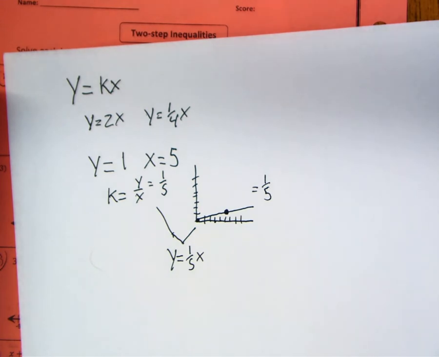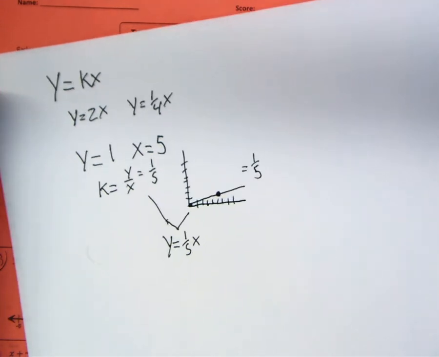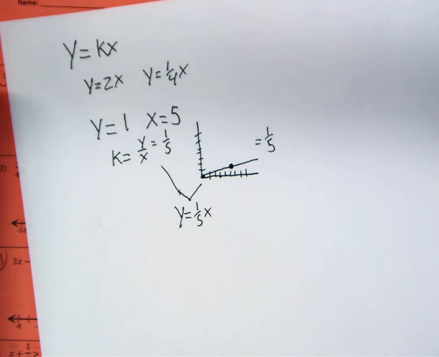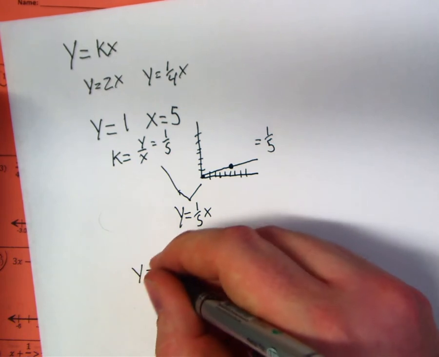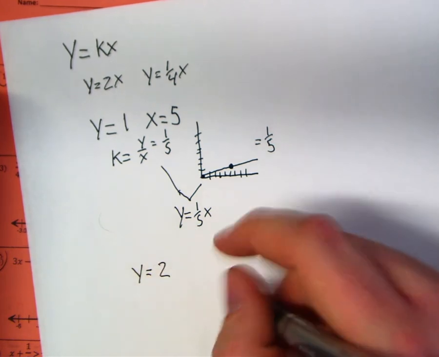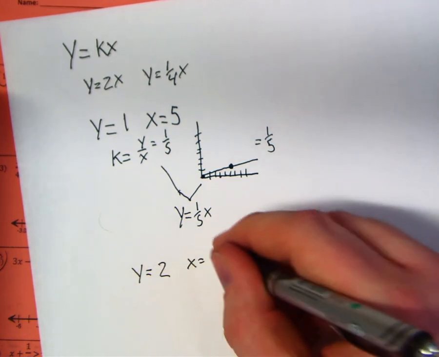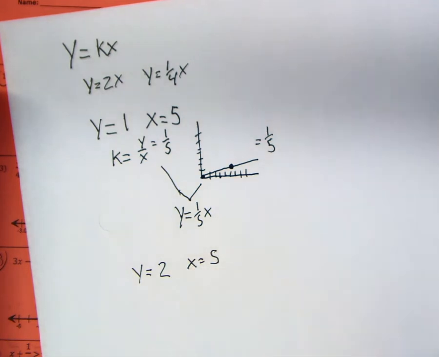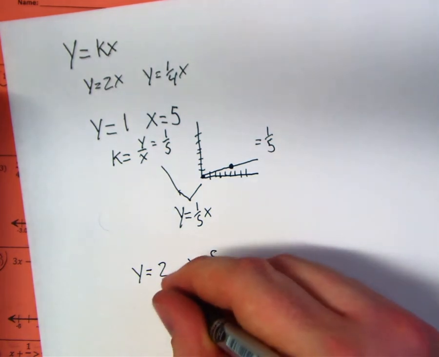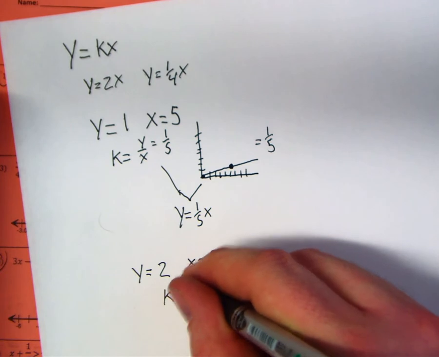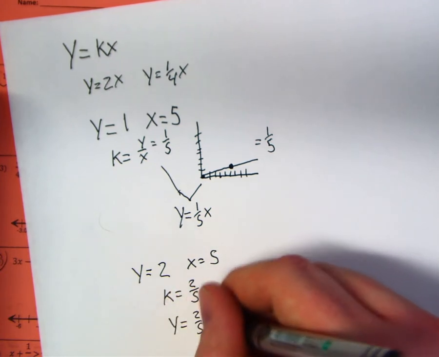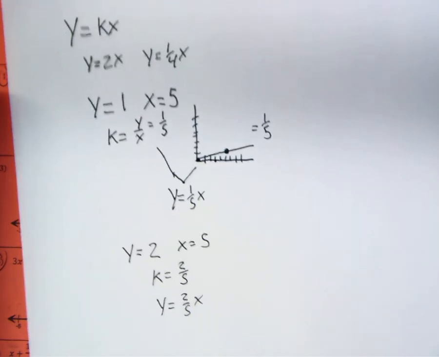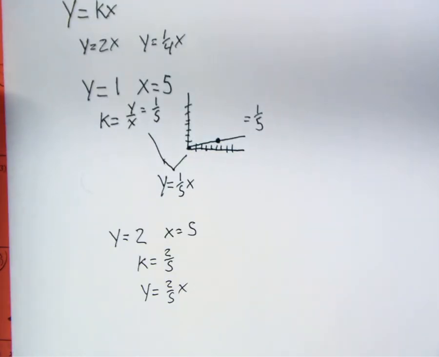So these aren't too bad. Suppose we see another case where we're told there's a direct variation between y and x. y varies directly according to x, and suppose y is equal to 2 and x is equal to 5. All we'd have to do is say, okay, k is equal to 2 over 5, so y equals 2/5 x. It's not too bad. We can handle that.